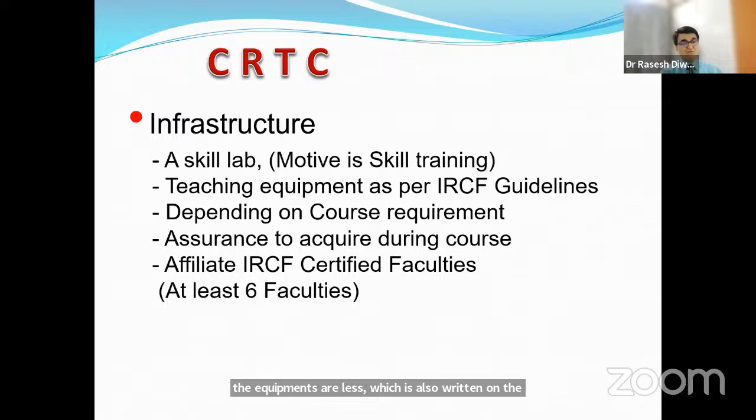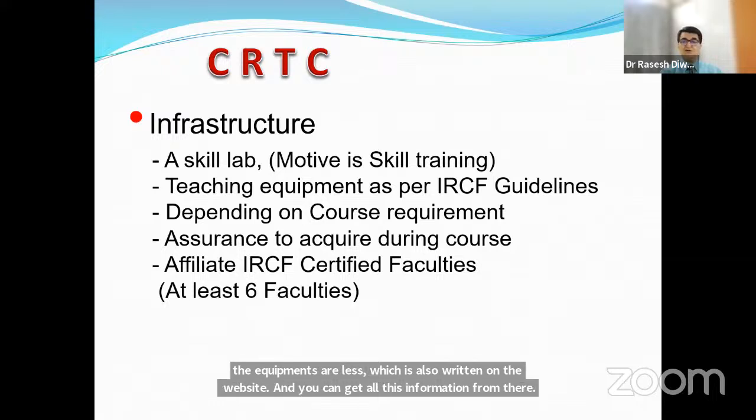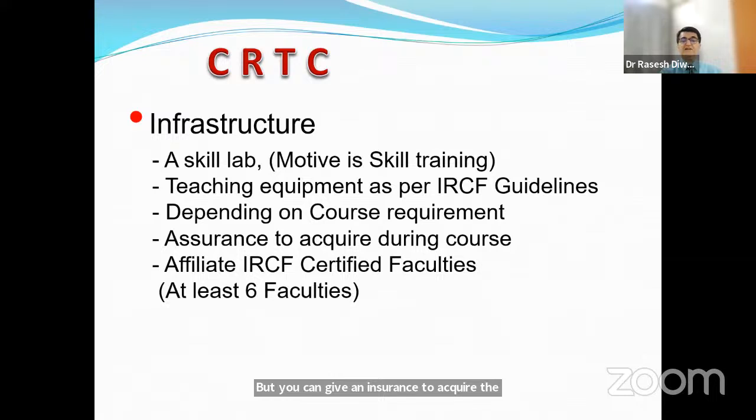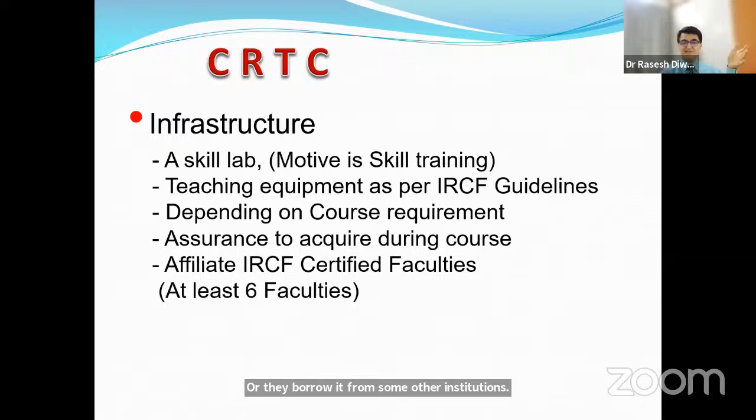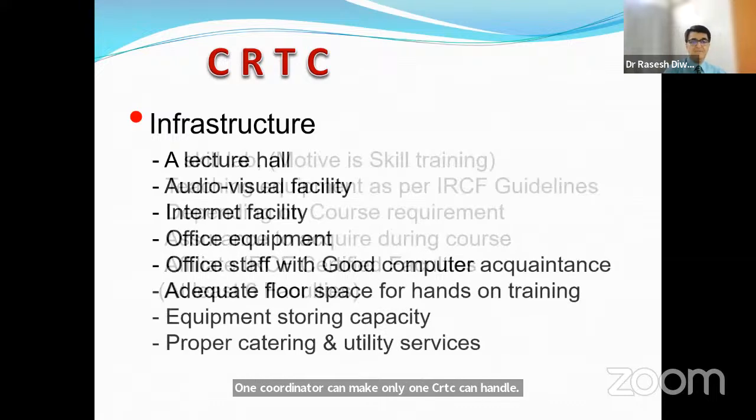But you have to give an assurance to acquire equipment during the course if you do not have certain equipment and we are intending to conduct that course. That is happening at various places, and they hire it or they get it from somewhere, or they borrow it from some other institutions. You have to affiliate at least 6 faculties for every CRTC. The faculties can join multiple CRTCs, but one coordinator can handle only one CRTC. So this is the rule IRCF is bringing.